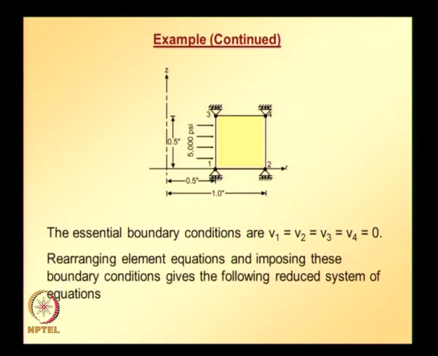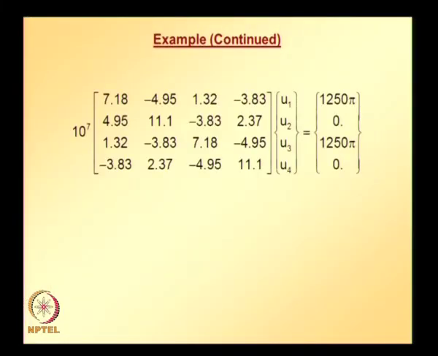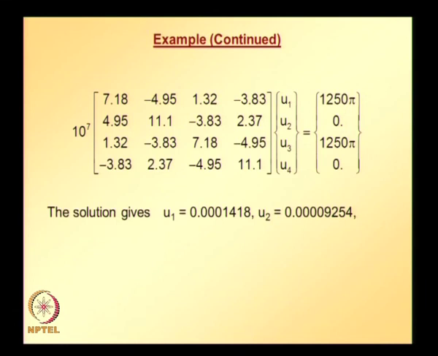So, rearranging element equations and imposing essential boundary conditions gives the following reduced system of equations, and this is a 4 by 4 equation system because only 4 degrees of freedom are unknown. We can solve this 4 by 4 system for u1, u2, u3, u4, which are nothing but the radial displacement components at all the 4 nodes. Since we know all the displacement components, we are ready to calculate stresses, and before that we need to calculate strains, and then using the constitutive matrix we calculate stresses, similar to what we already did for plane stress and plane strain problems.